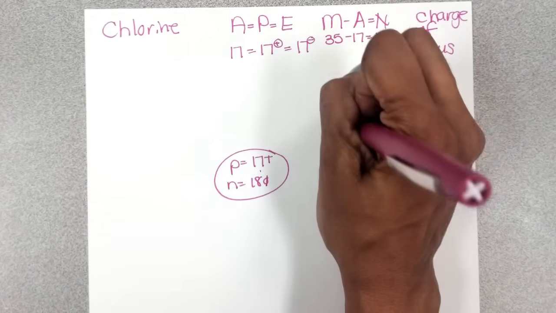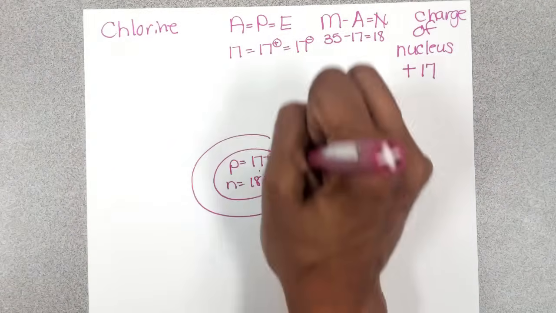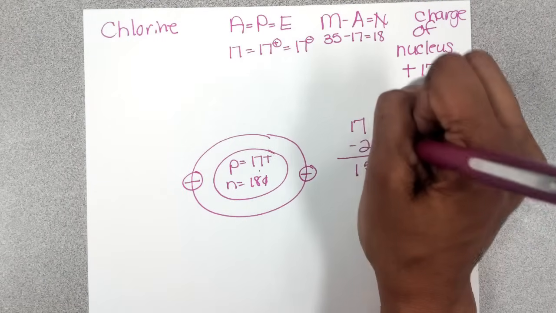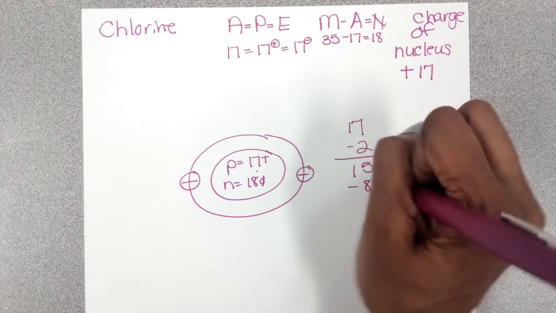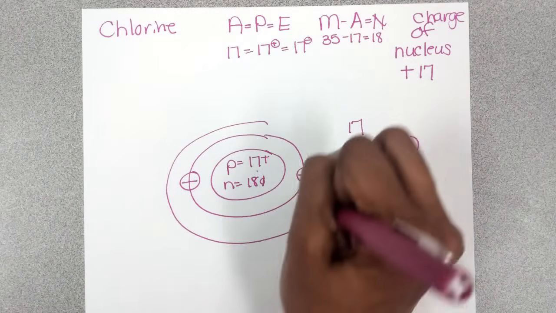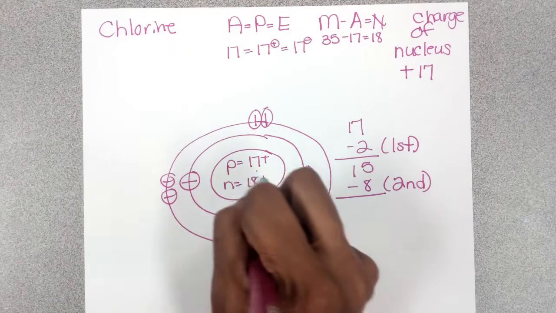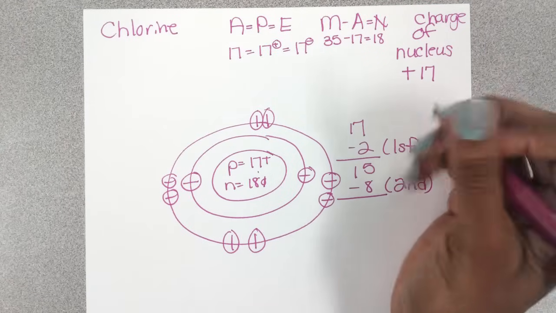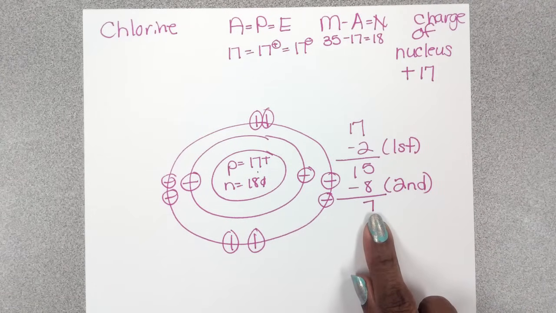Okay. Now we have 17 electrons, and we've got to do the 2-8-8 rule. So we can do 2 in the first energy level. Okay, so I have 15 left to place. I can put up to 8 in the second energy level. So 1, 2, 3, 4, 5, 6, 7, 8. Okay? So I can put up to 8 in the second. Now I have 7 electrons left.